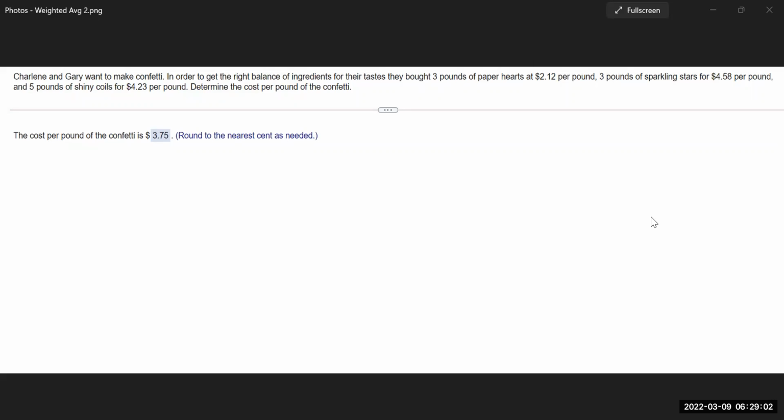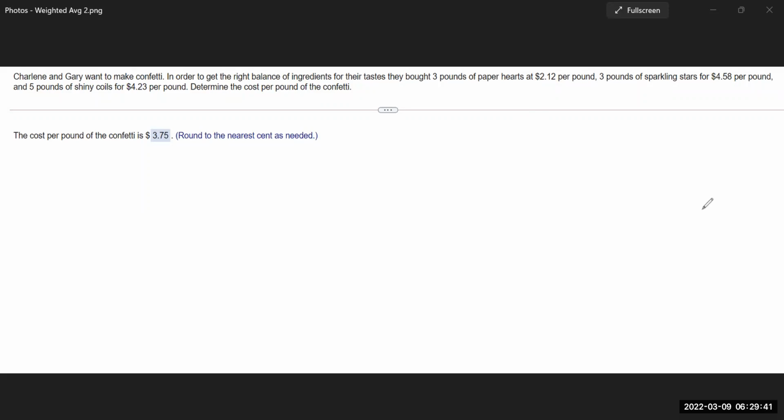Charlene and Gary want to make confetti. In order to get the right balance of ingredients for their tastes, they bought 3 pounds of paper hats at $2.12 per pound, 3 pounds of sparkling stars for $4.58 per pound, and 5 pounds of shiny quills for $4.23 per pound. Determine the cost per pound of the confetti.